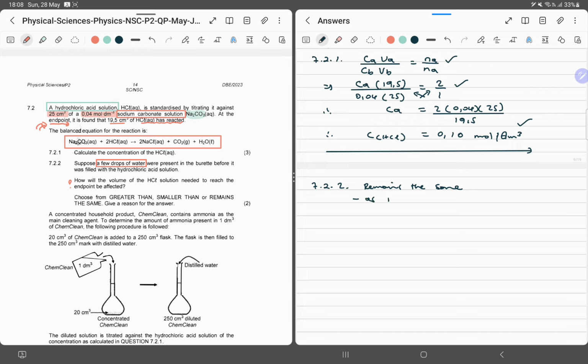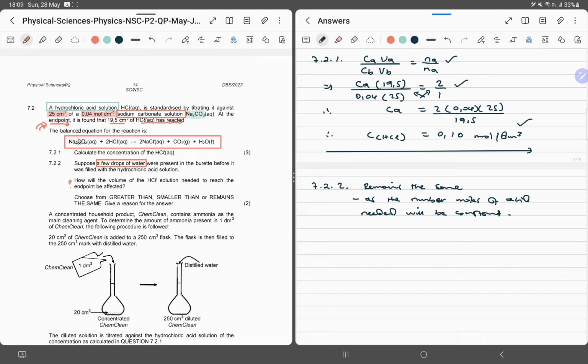As the number of moles of acid needed will be constant.